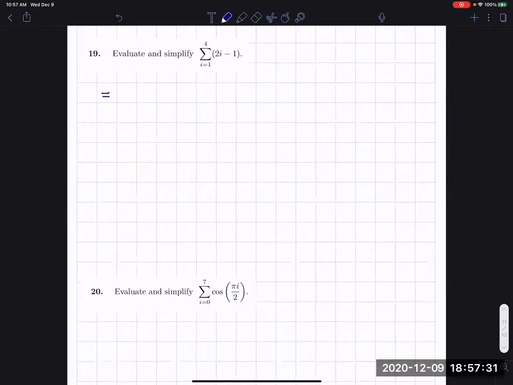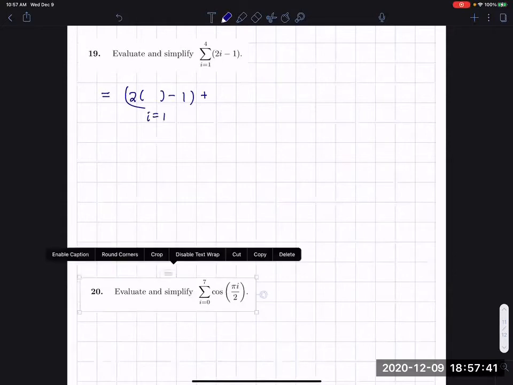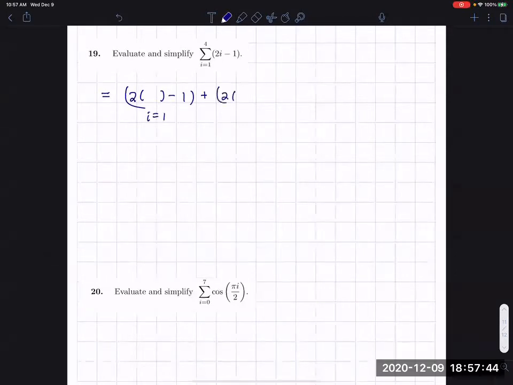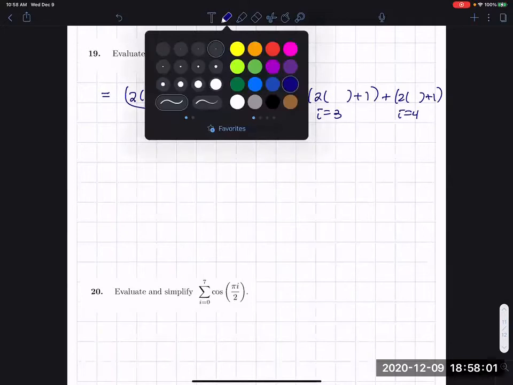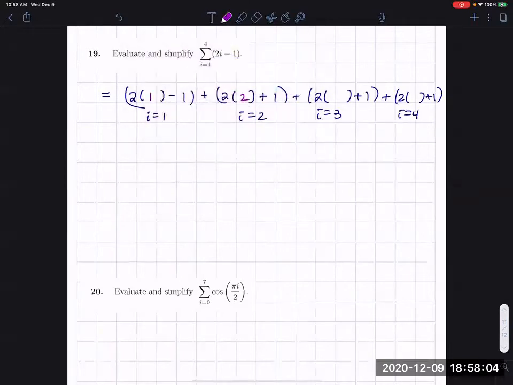We have an expression 2i minus 1, and what I'm going to do is just copy that down, but I'm going to leave a blank space where i goes. Then I put in i as 1, and then i is 2, and then i is 3, and then finally i is 4. So i changes starting at 1 and goes to 4. Let's mix up the color there. 1, 2, 3, 4. And then it's just simplifying.